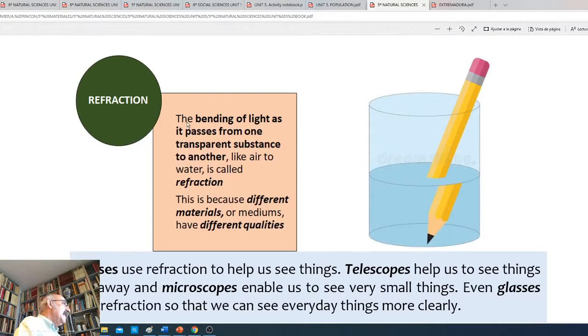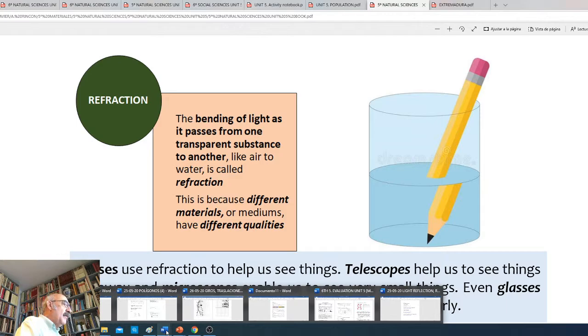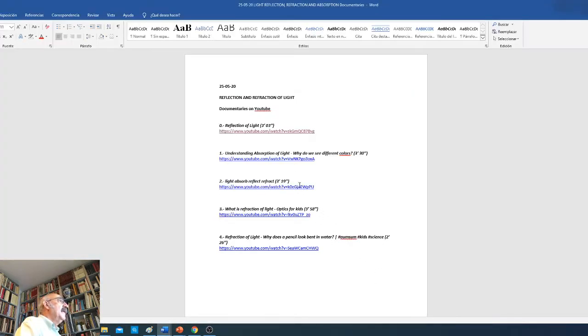Refraction is the effect that produces the bending of light when it passes from one medium to another. So this is air. Air is surrounding this glass of water, and light passes through air. And when light wants to pass through water, this is another different medium, light bends, and this is called refraction. And we have time to watch another video about reflection. So pay attention to it now. Video.